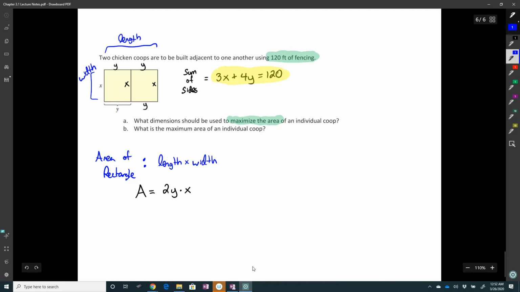Now what I'm going to do is take this equation, my perimeter equation, and solve for one of the variables. In this case, it doesn't really matter. I'm going to solve for x. Why not? So if I solve for x, the first thing I'm going to do is subtract 4y, and then I'm going to divide by 3.